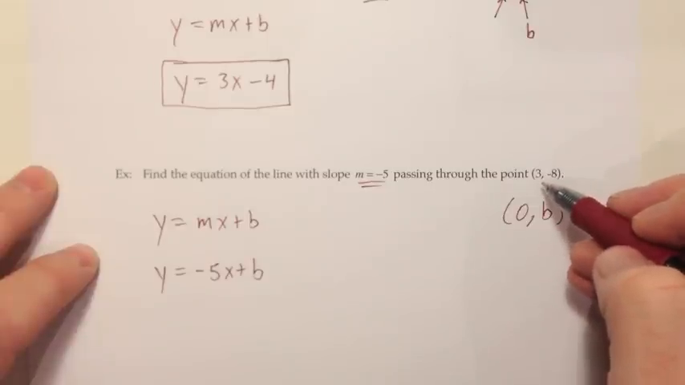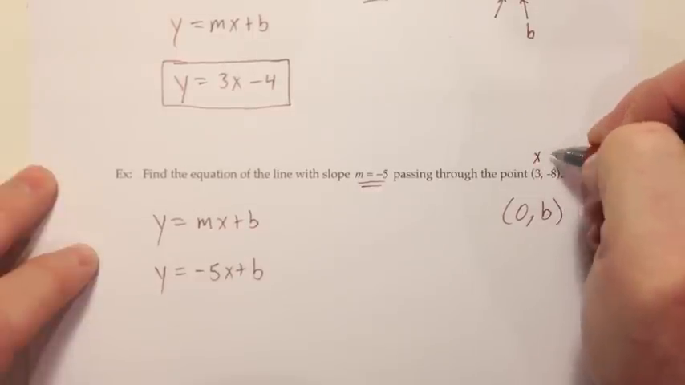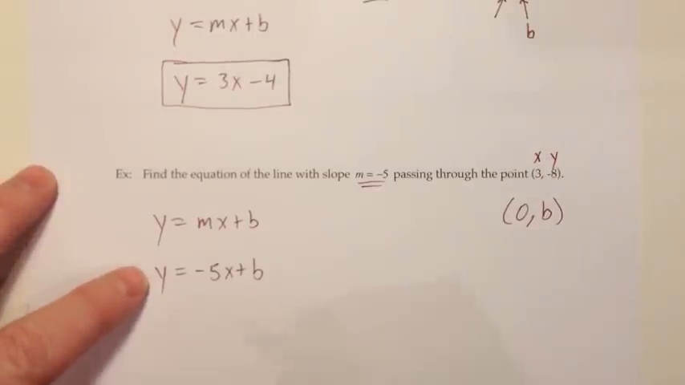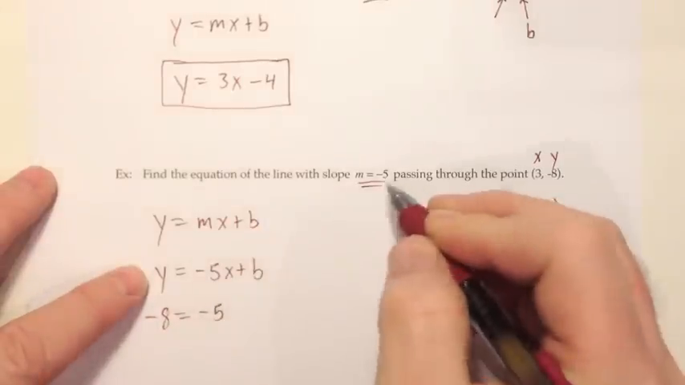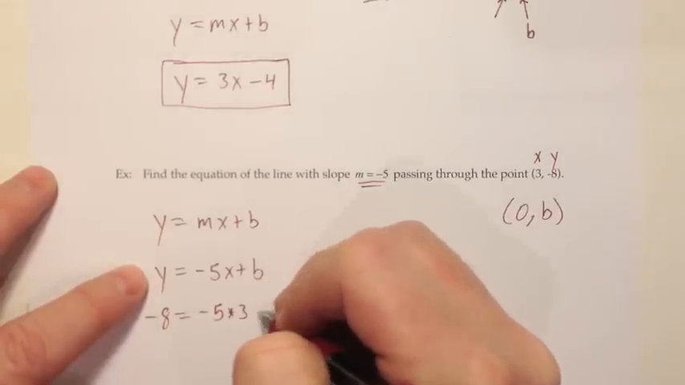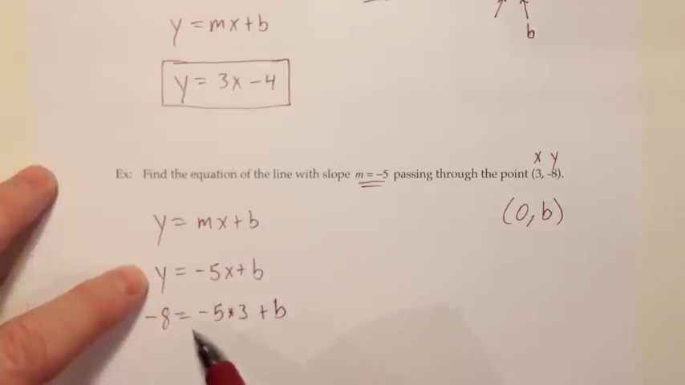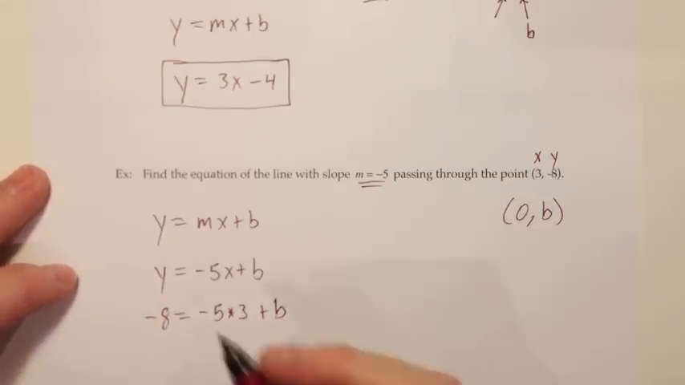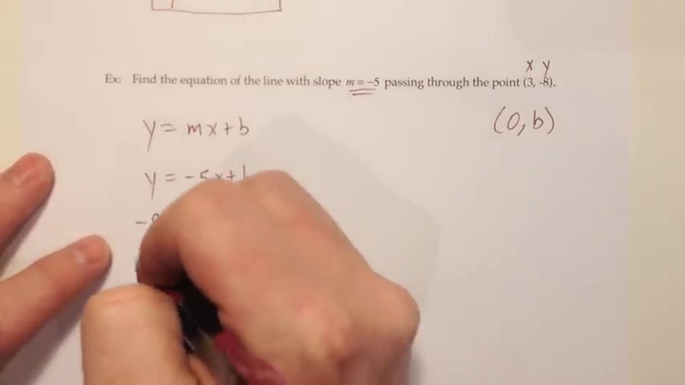So here's what we do in that situation. We can't call this b, but this is an ordered pair, and it is an x together with a y, and we can plug those into this equation. So we can say the y is negative 8, and then we have the negative 5 from the m, and then for the x, that would be 3, and then we do plus b. And as we learned before, anytime you have an equation and there's only one variable in it, you can use algebra to solve for that. So I'm going to start using my algebra skills to try and get that b by itself.